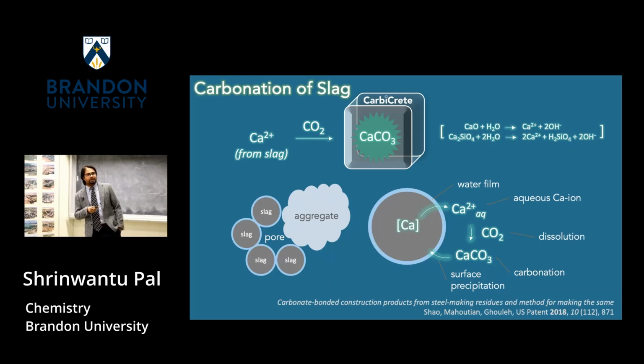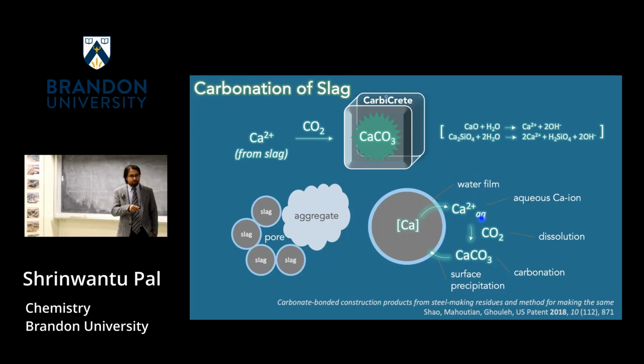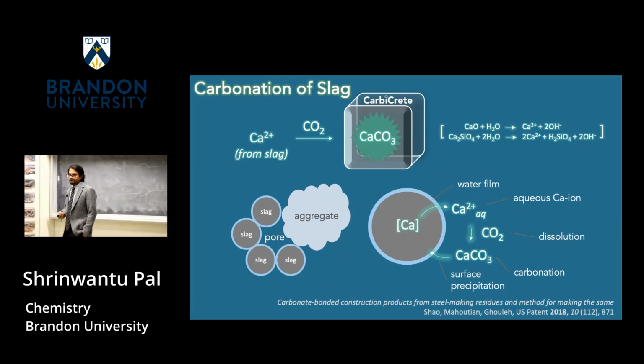The key thing about this whole process is that you need a very thin film of water to have the calcium come out. If you didn't have water, if you just take slag particles that are dry and you expose it to CO2, nothing happens. The dissolution of CO2 is also a critical factor for this process to happen because ultimately you need the calcium carbonate to form in the aqueous layer, but actually precipitate out onto the solid surface. The process of reaction of calcium with CO2 is called carbonation.